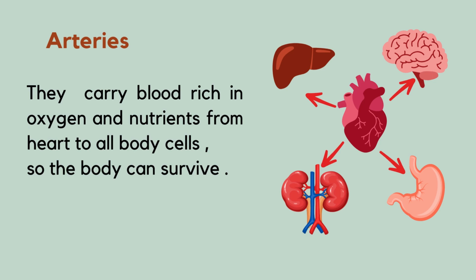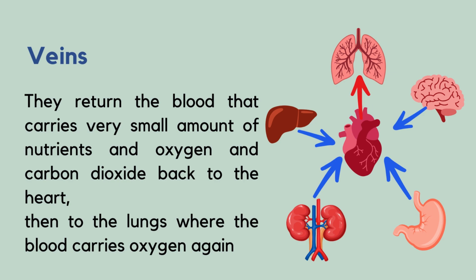And after that, these body parts or body cells, after they take their need of oxygen and nutrients, they will have waste. This waste will be carbon dioxide and the excess nutrients and oxygen that they don't need. So what will happen to this waste, rich in carbon dioxide and a small amount of nutrients and oxygen? They will go back to the heart. And this is through the second blood vessels, which are veins.